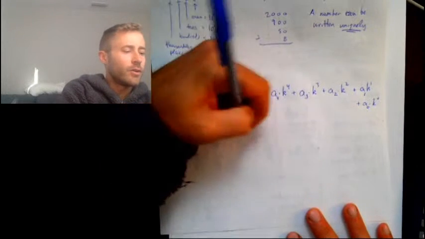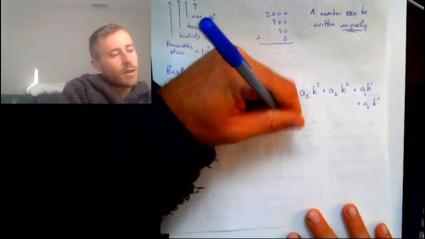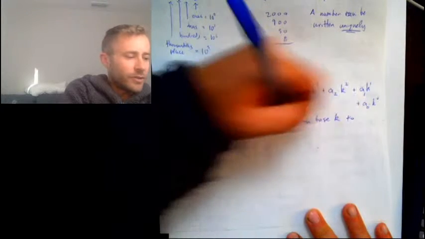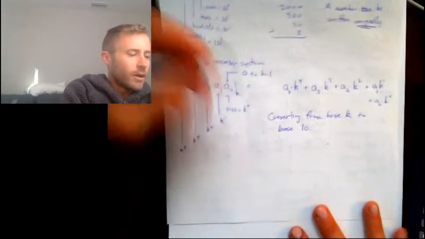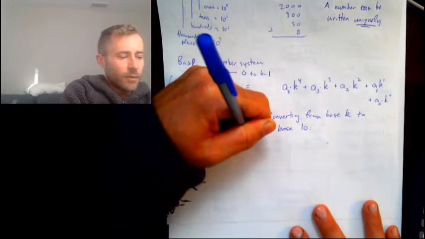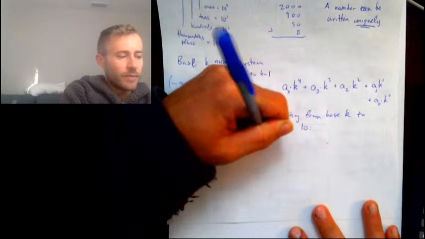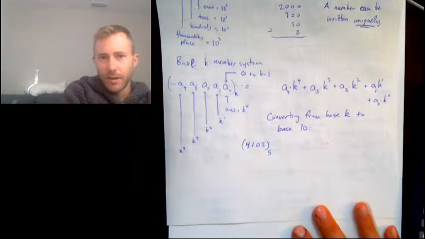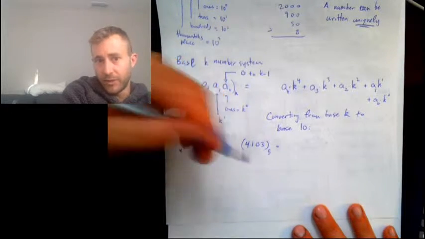Okay? So I want to talk about converting from base k to base 10. Here's how you do it. So let's say I have a number, let's say it's 4, 1, 0, 3. And this is a base 5 number. Okay? So what does that mean? What is this equal to in a base 10 number system?